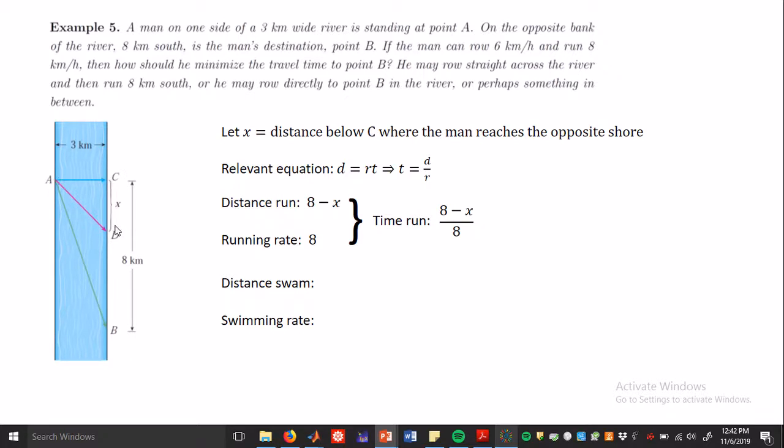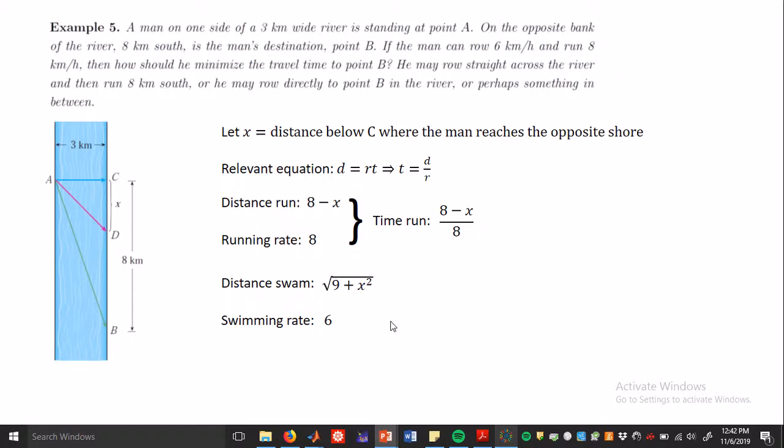In other words, the distance I swim should be the square root of 3 squared, or 9, plus x squared. Square root of 9 plus x squared. That's it. So that's the distance, or the length, of this purple line, okay? The hypotenuse. The rate at which I go, again, is given in the problem as 6.